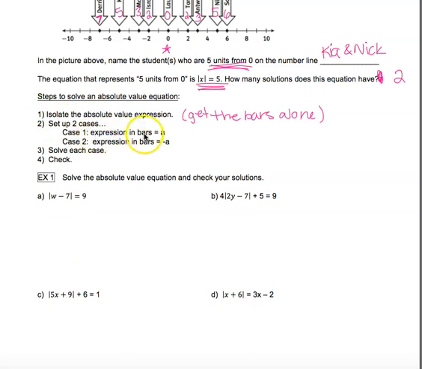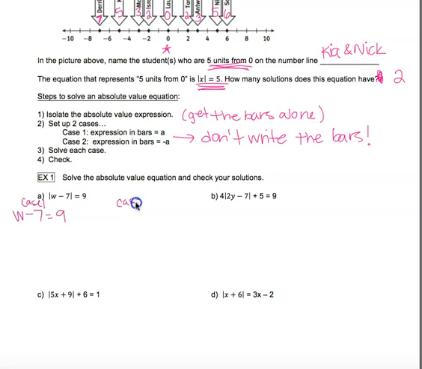So case 1, I take the expression that was in the bars, which is w minus 7, and I set it equal to whatever the answer was. So in this case, 9. So that's case 1. Notice that you don't actually write the bars this time. So I'm going to write that over here. Don't write the bars. That's the whole point of setting up the 2 cases, is that we don't need the bars anymore. So this is case 1.